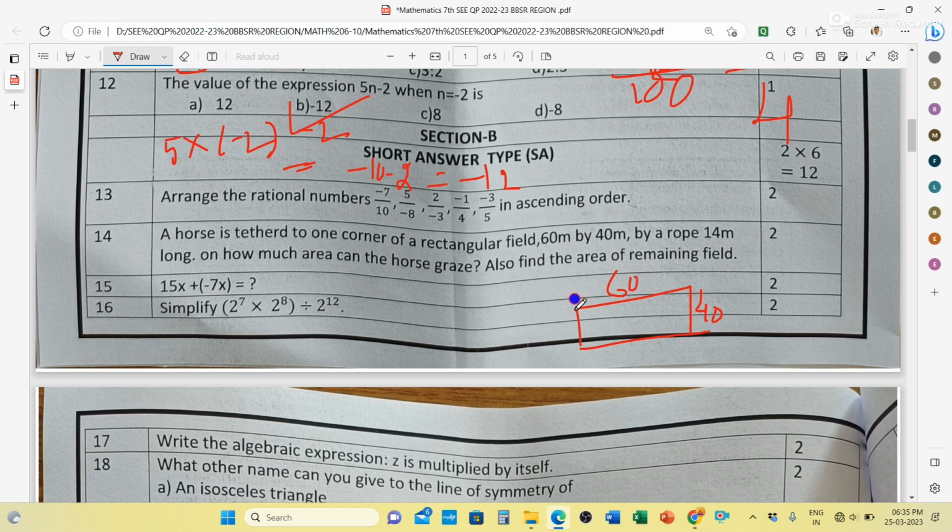Suppose the horse is tied here. The horse will rotate like this, and the length of the rope, the straight line, will be the radius of the circle. So the length of the rope is 14. Here the question is to find the area of the remaining field. That means this field.